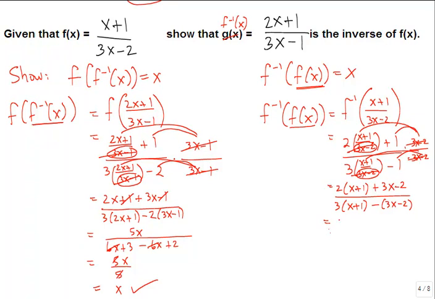So on top, we get 2x plus 2 plus 3x minus 2. And on the bottom, we get 3x plus 3 minus 3x plus 2. The 2's cancel on top, giving me 5x. The 3x's cancel on the bottom, giving me 5. The 5 cancels, giving me x. So it's pretty slick how it works out each time, that no matter what order we started in, we are always going to end up with that original input x back again.